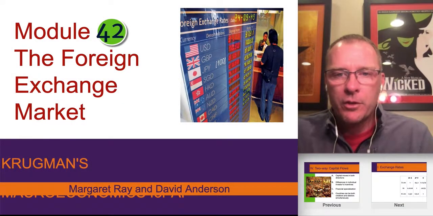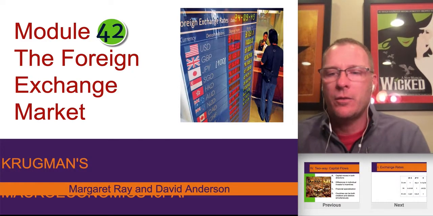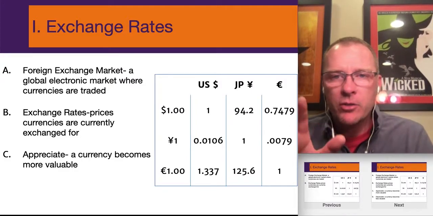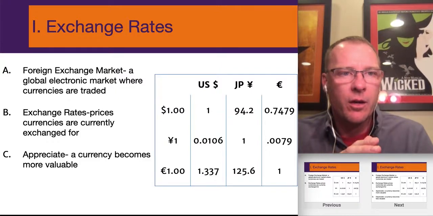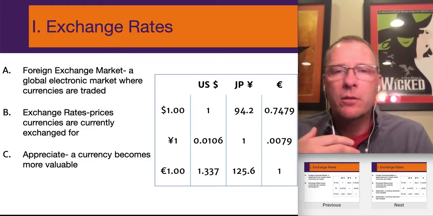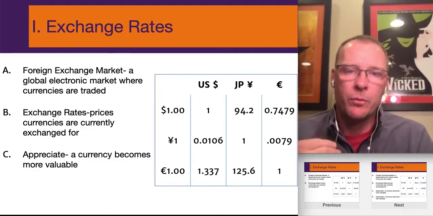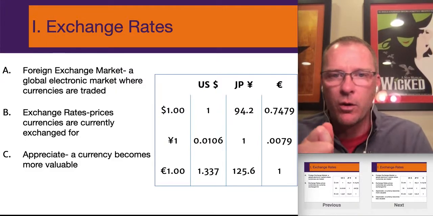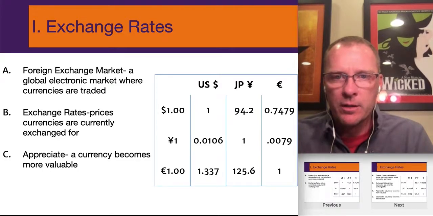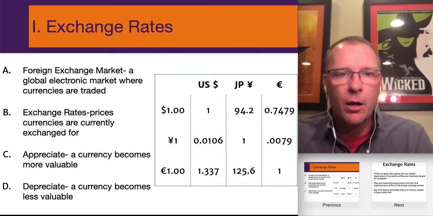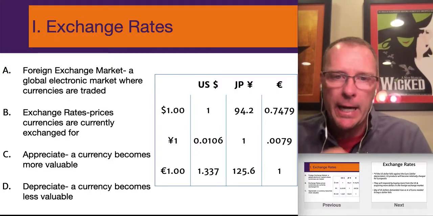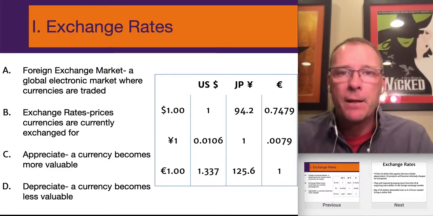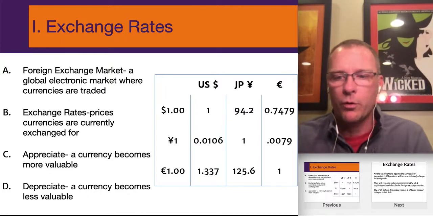Mod 42, the foreign exchange market. So now in the foreign exchange market we're going to talk about exchange rates. As exchange rates happen, in the foreign exchange market and the currency that you're going to use, you're always going to buy things, or people are going to buy things from you using your currency. So exchange rates are simply the price at which a currency is exchanged right now. So if a currency was to appreciate, it would become more valuable. And if it depreciates, then it becomes less valuable. So if you have an appreciated currency, that means your money can buy more goods because it's just worth more.